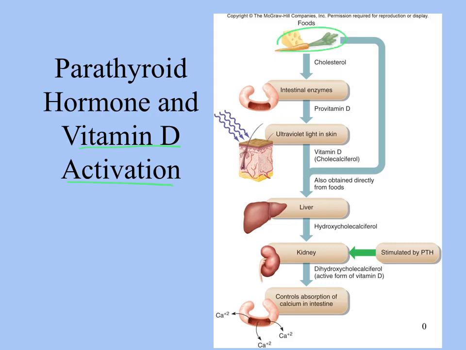So the way this works is we get cholesterol from foods. I'm not sure why a carrot is there because you don't get cholesterol from carrots. And that cholesterol goes into intestinal enzymes, gets converted into a form of vitamin D. In the skin, that vitamin D gets converted into active vitamin D or cholecalciferol, and then goes to the liver, goes to another form, hydroxycholecalciferol, goes to the kidneys to form dihydrocholecalciferol, which is the active form of vitamin D, and that which is stimulated by parathyroid hormone.